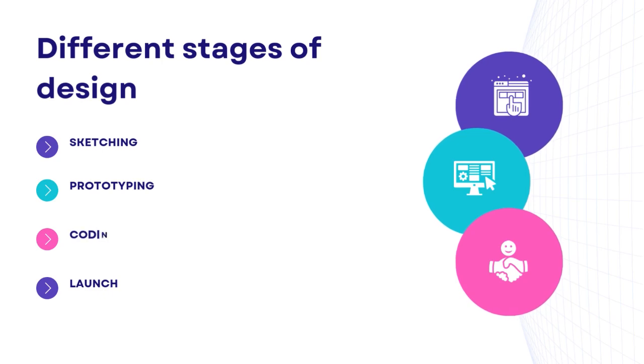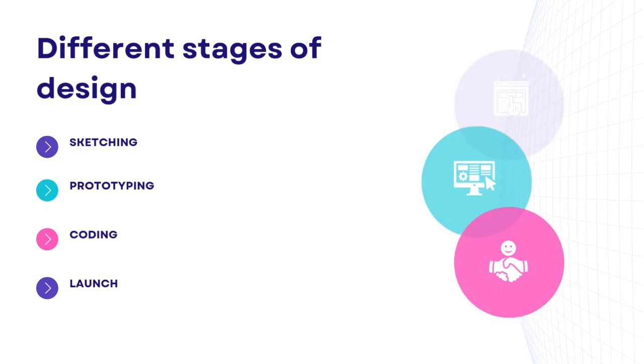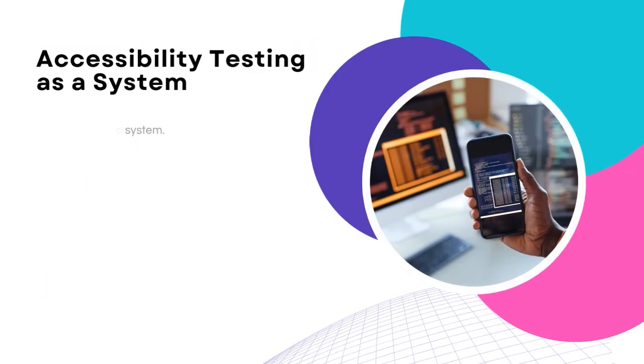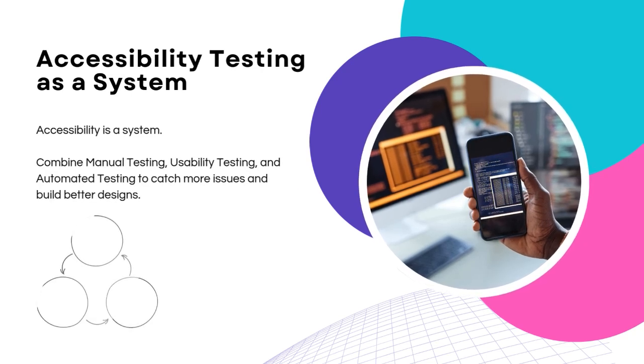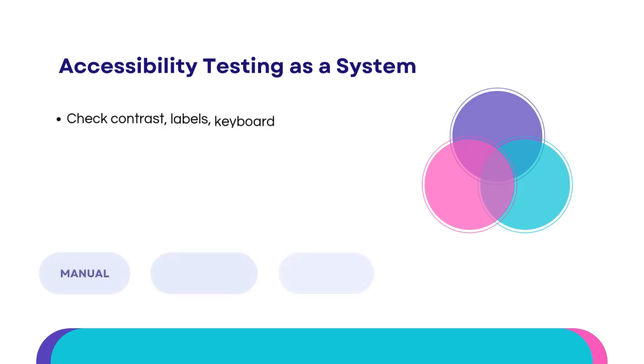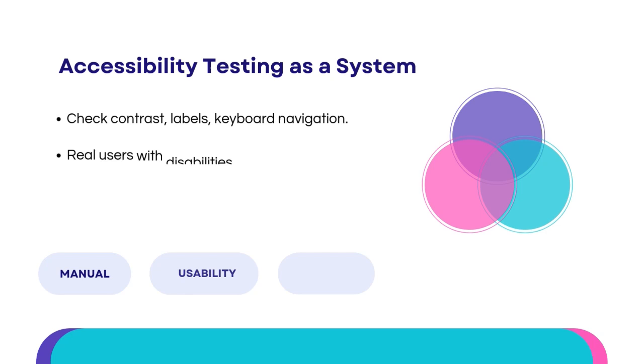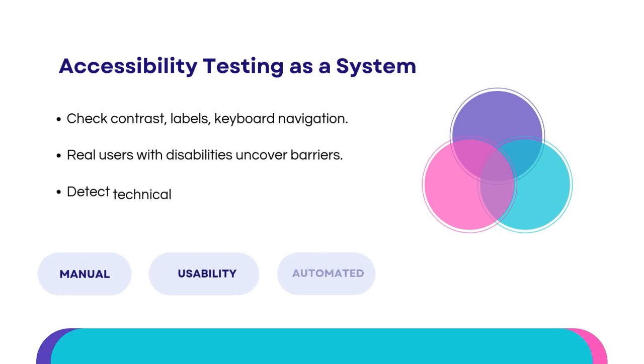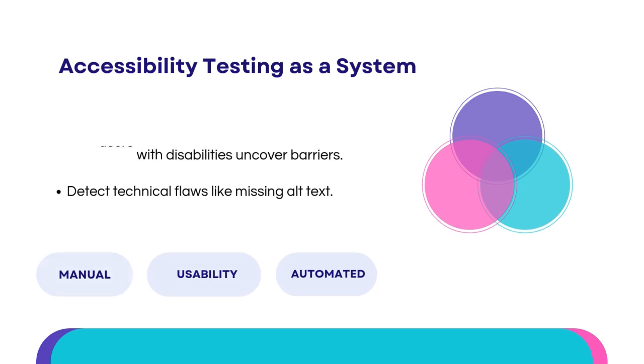First, let's rethink accessibility testing. It's not just a checklist, it's a whole system. There are three pillars to the system: manual testing, usability testing, and automated testing. Each one solves different problems, and together they're a comprehensive framework for excellence. And think of the system like a safety net. Every test you run adds another layer of protection to a design, reducing risks of accessibility failures.